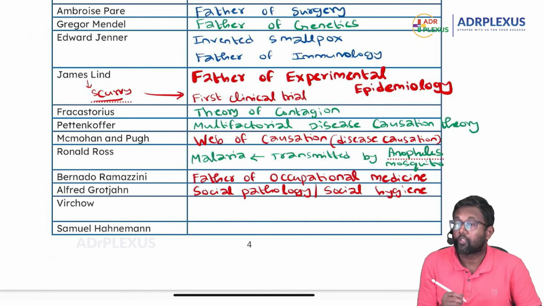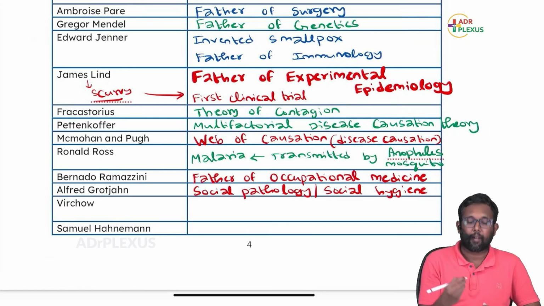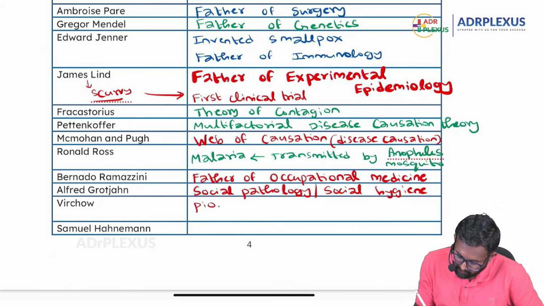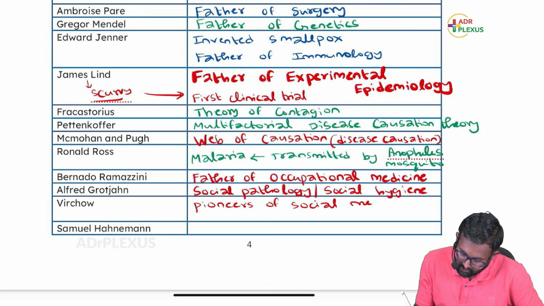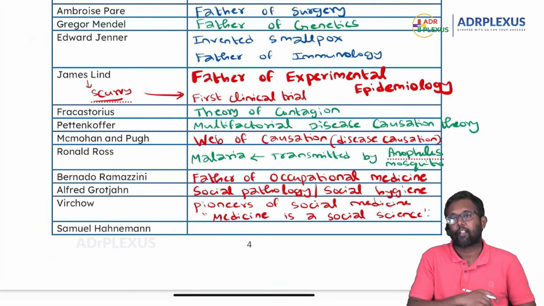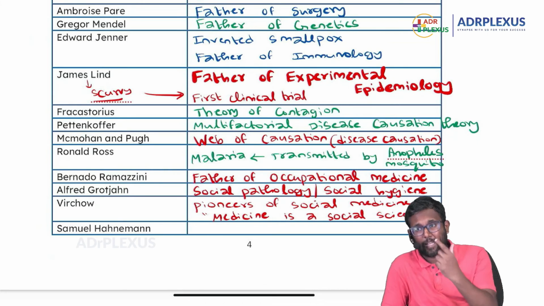Next, Virchow. So Virchow and Hahnemann, they are the pioneers of social medicine. What they told? They told medicine is a social science. Next, who is Samuel Hahnemann?